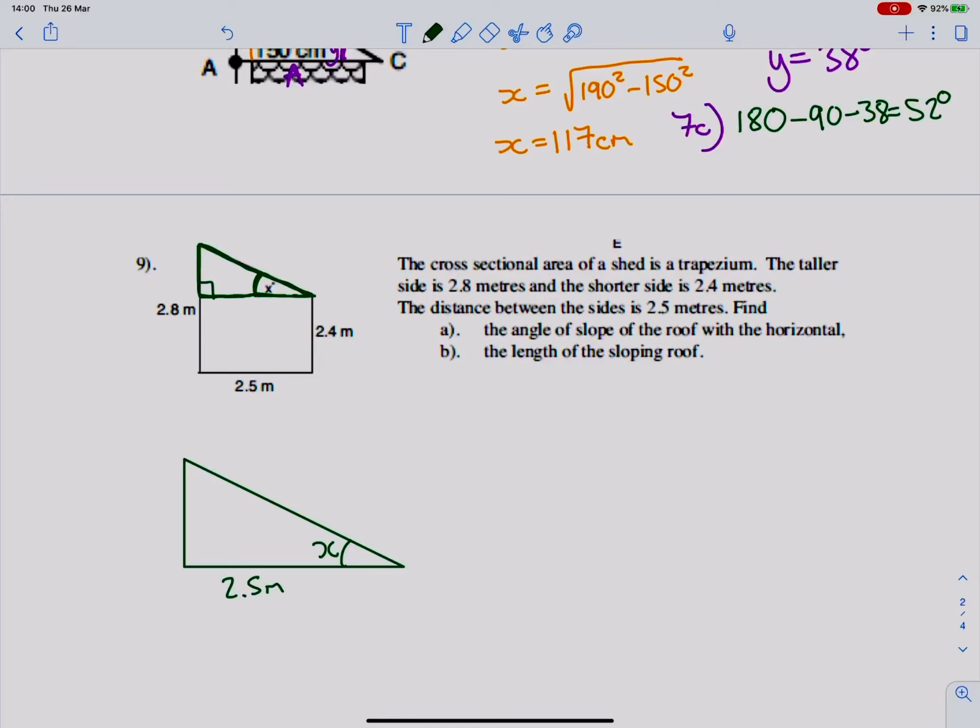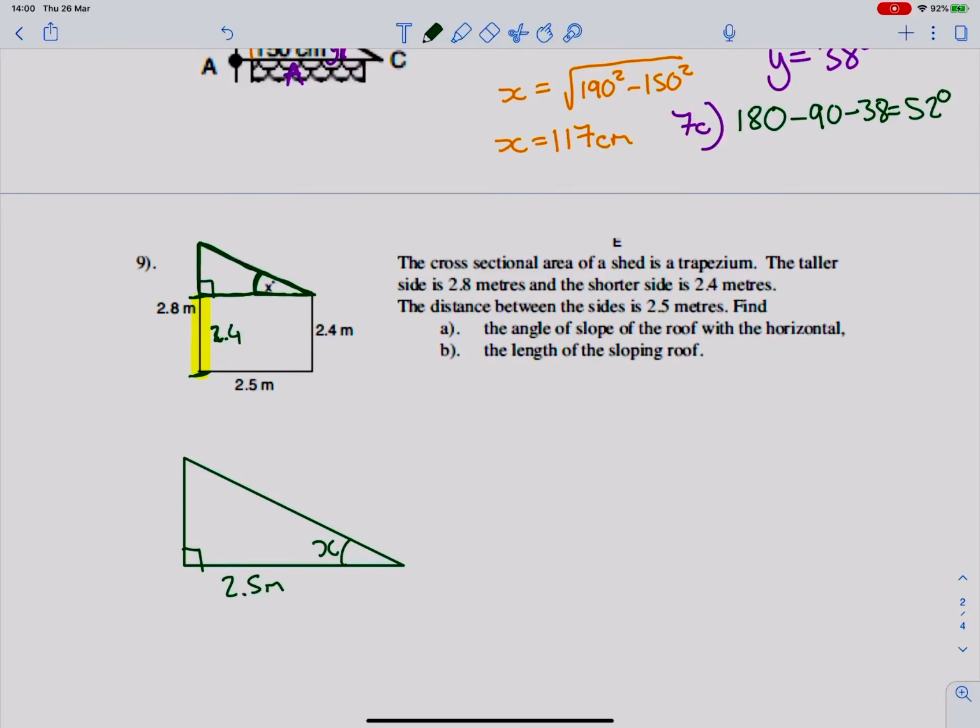You've then got the other side that you can find out. The hypotenuse of this triangle, we've no idea what that is at all. But because we know that this bit here is 2.4, we then also know that this bit here is 2.4. We know that the whole length of the whole side is 2.8. So this leftover bit must be 0.4 for that top bit there.